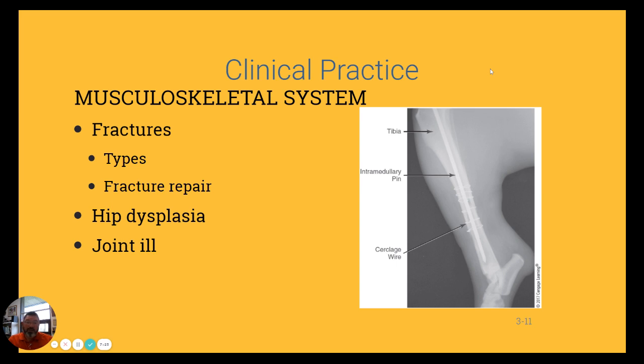Of course, in clinical practice, we occasionally have things that happen via injury where we have fractures and how fractures repair, things like hip dysplasia in dogs, joint illnesses, and so forth. And here in this picture at the right, we have a dog that has had a fracture, and we've gone through the tibia here and put a pin and kind of wrapped it together with a little bit of wire in order to keep it together, and then let that bone mend back together.